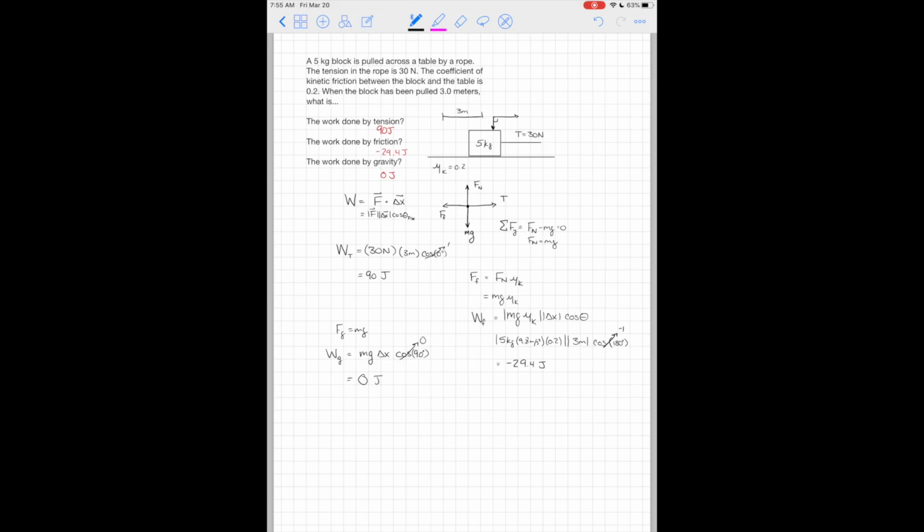That's that. So we have different forces providing different amounts of work on the system, and that changes the kinetic energy in different ways.